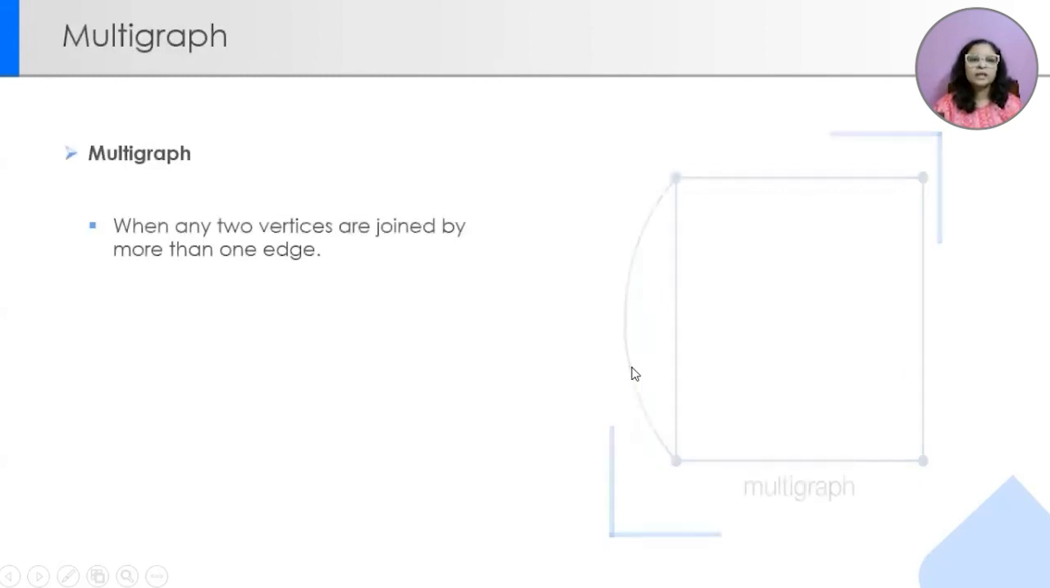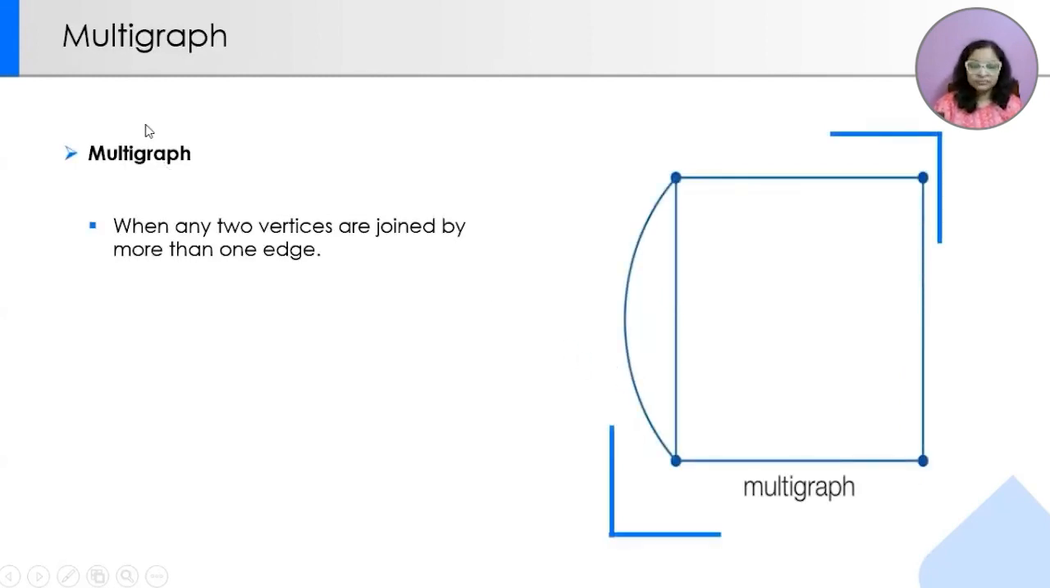Now moving on to another kind of graph, multigraph. When two vertices are joined by more than one edge. So here you can see how the vertex number 1 and vertex number 3 are connected through two edges. First, you can see through a straight line, and another you can see through a loop. So in multigraph, two vertices can be connected by more than one edge as compared to a simple graph where the vertices were connected with at most, that is maximum, one edge.